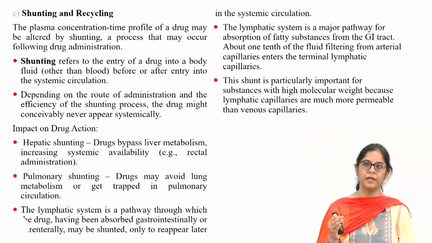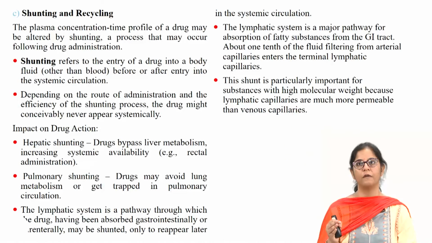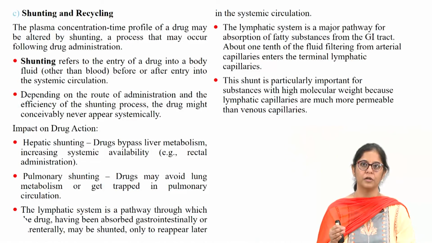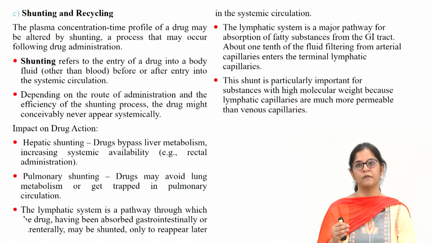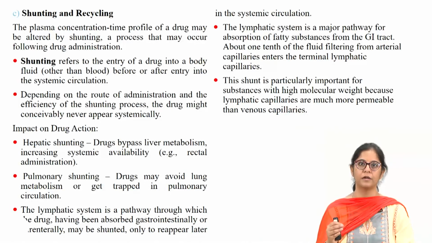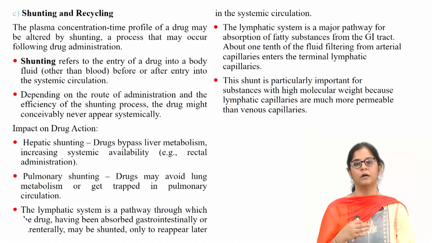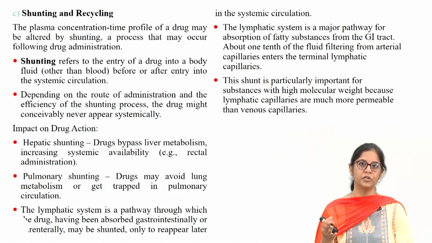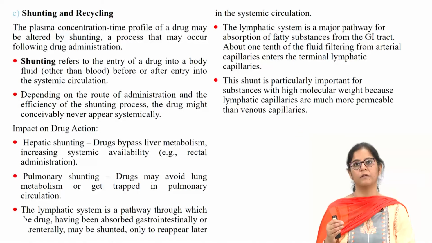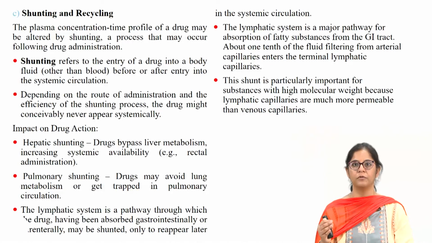Now, shunting refers to the entry of drug into body fluid other than blood, before or after entry into the systemic circulation. So, depending upon the route of administration and the efficiency of the shunting process, the drug might conceivably never appear systemically. So, it keeps on moving into other body tissues. For example, hepatic shunting: the drug bypasses liver metabolism, increasing systemic bioavailability. Pulmonary shunting: the drugs may avoid lung metabolism and get entrapped into the pulmonary circulation.